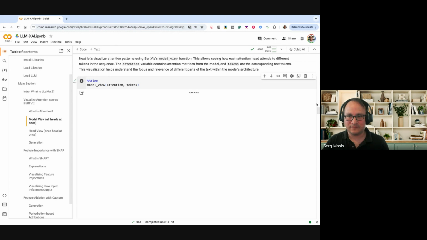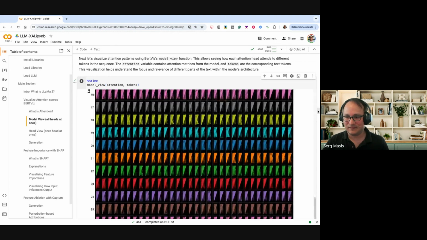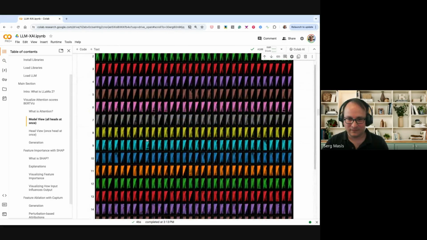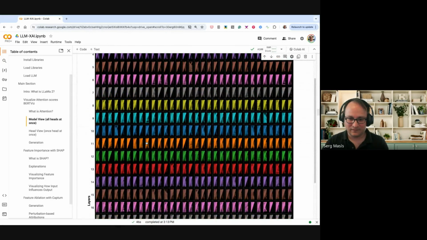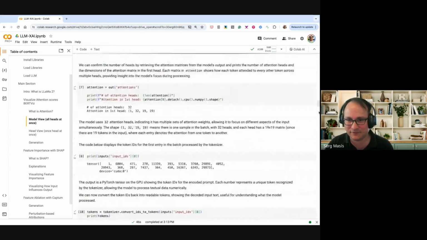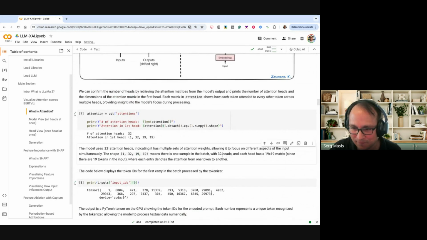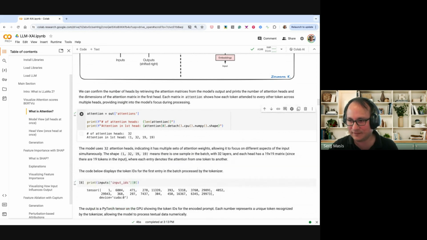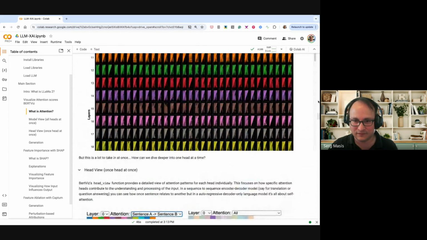So it takes a bit to load there. So what are all these? So these are the layers, and I forgot to mention, actually, this is not written correctly. There are 32 heads, with 32 layers. So 32 heads and 32 layers.